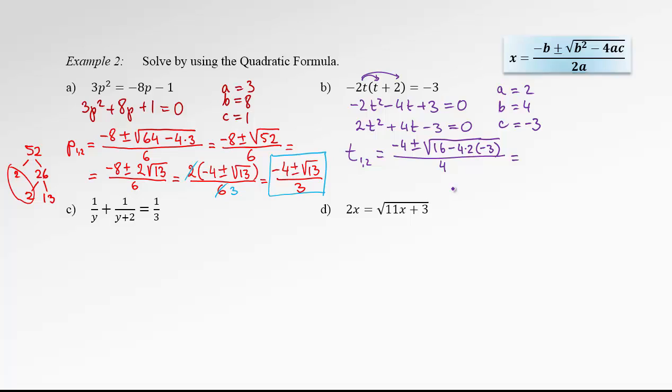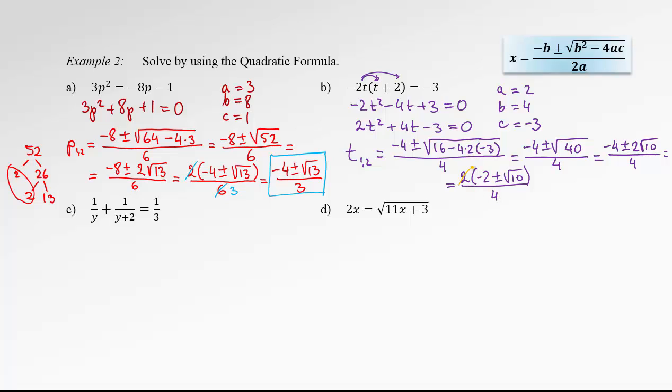And now we need to simplify it. So we have negative 4 plus minus root of 16, and here we have plus 24. So altogether is 40. Everything over 4. Now, 40 can be split into 4 times 10, so we can pull the 2 out of this radical. Therefore, we have negative 4 plus minus 2 root 10, everything over 4. And that equals, let's factor the 2 out, negative 2 plus minus root 10 inside the bracket over 4.